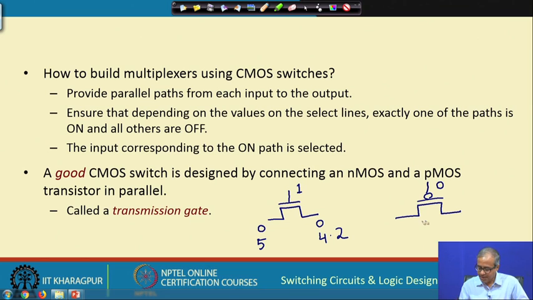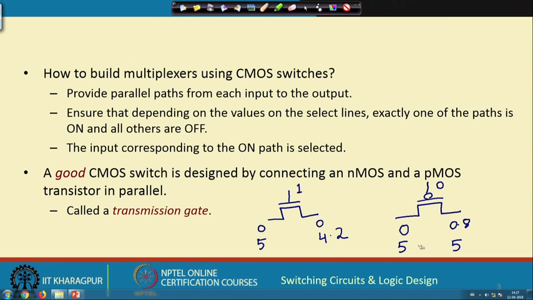But for a PMOS transistor, on the other hand, if I apply a 0 and the switch is closed, the output will be 0, but there will be a drop, let us say 8 or something. But if I apply a high voltage, this will be transmitted without any drop. So, you see the properties are complementary. An N type transistor can transmit low voltage very well, a P type transistor can transmit a high voltage very well.